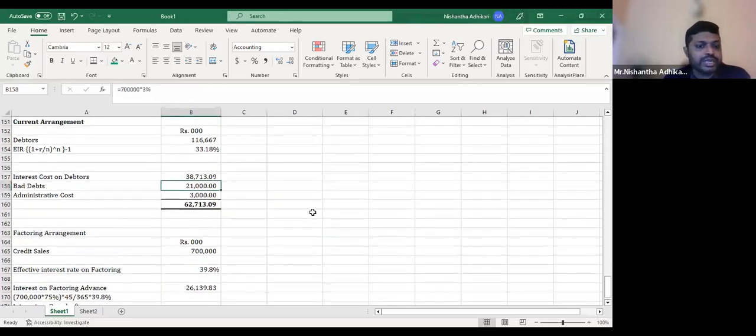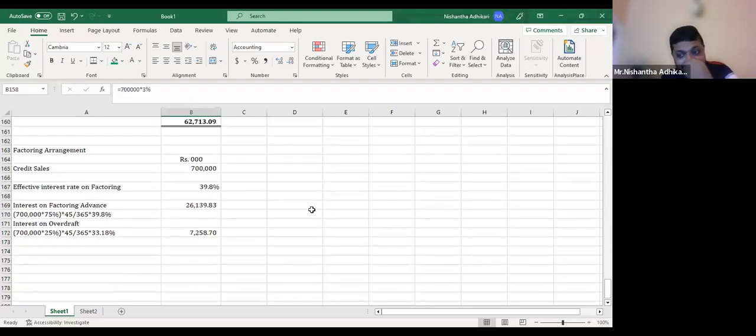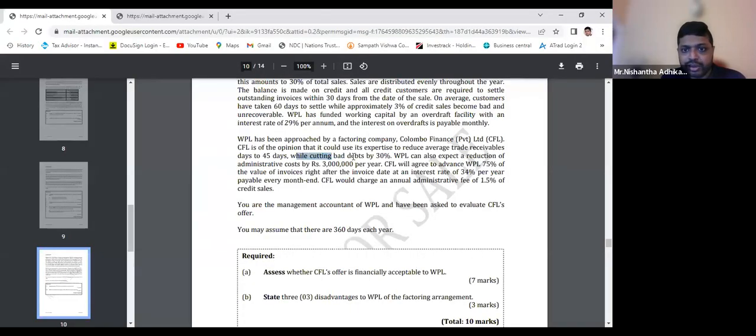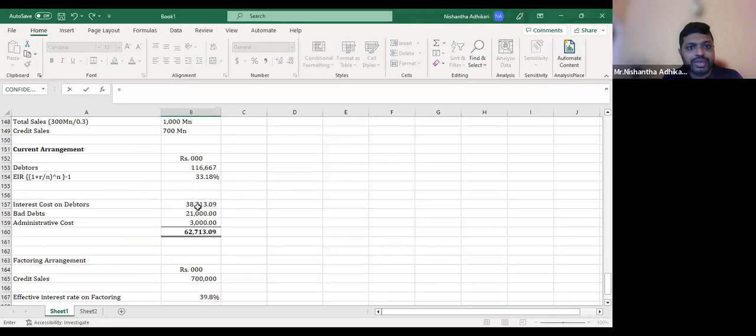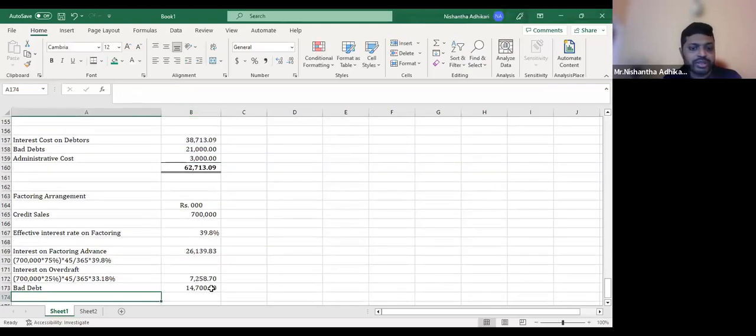Here you have incurred a bad debt, 21 million. And it said, I think you have the paper, right? If you go back and see, it has said that cutting the bad debt by 30%. Bad debt will reduce by 30%. Therefore, bad debt would not be 21 million. It will be a 30% reduction. That means it will be 70%: 14.7 million bad debt, 30% reduction.